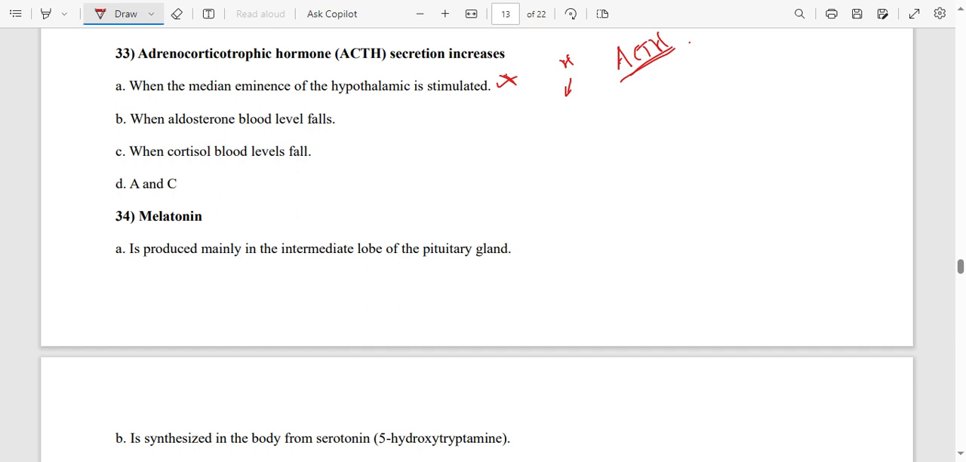Hope you get that. So the anterior pituitary is going to release the same adrenocorticotropin hormone. Now this one is going to act on the zona glomerulosa, and that is now going to cause the release of aldosterone. Okay. So ACTH is necessary in aldosterone release. So when aldosterone blood levels fall, ACTH is going to be produced.